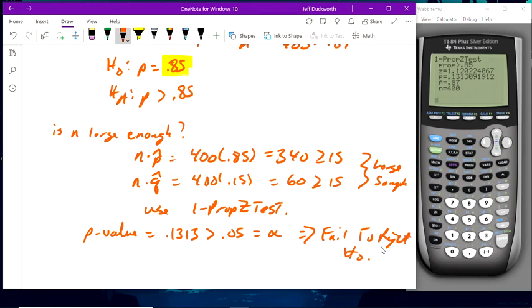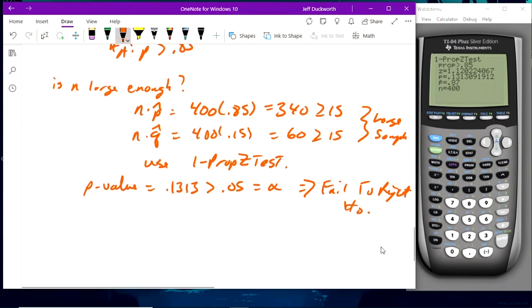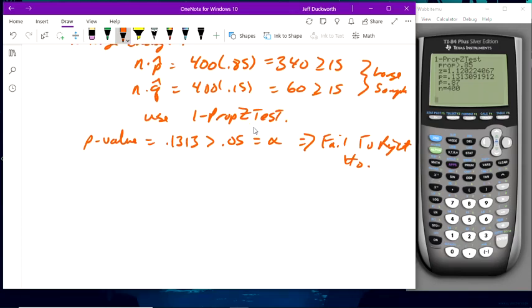Remember, we never, ever, ever just write the word accept. We haven't proven that the null is correct. We just don't have evidence to indicate that it's wrong. So we don't have evidence to support the claim.